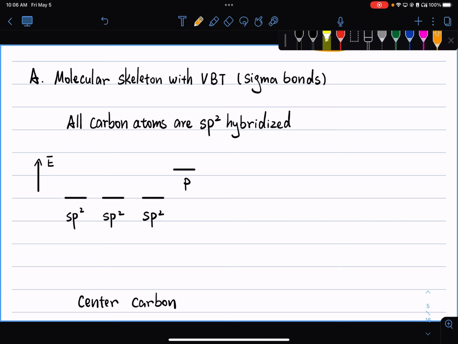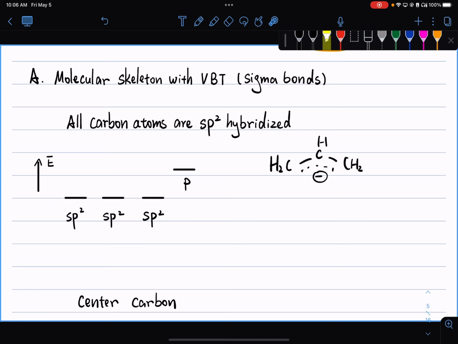We're talking about the molecular skeleton with valence bond theory. When we say molecular skeleton, we're looking at the sigma bonds in the carbanion, or the allylic anion. Let me draw the structure again. It's something like this, an overlay picture of both resonance structures. What we have is that all three carbons here are sp2 hybridized.